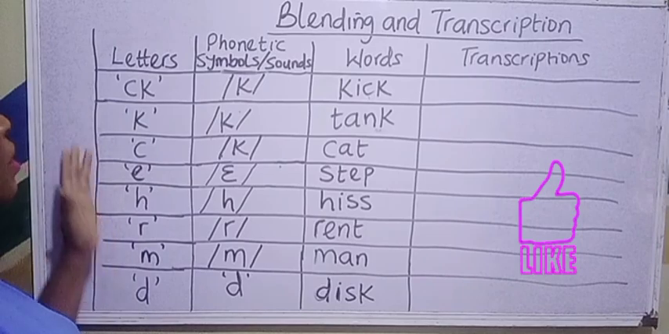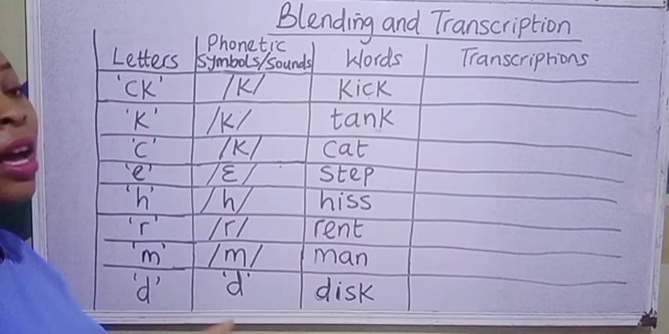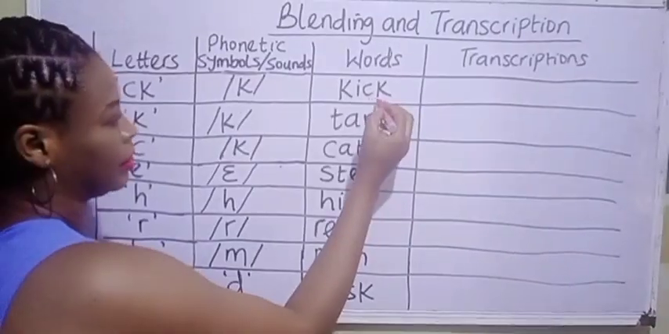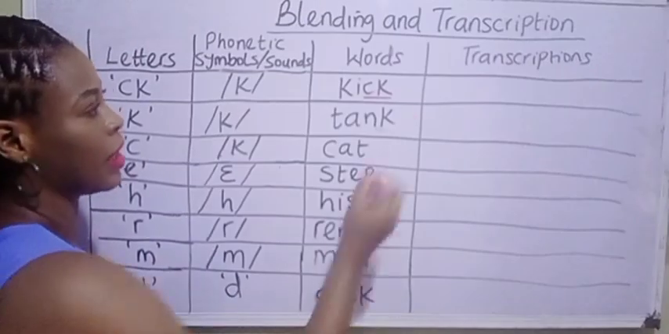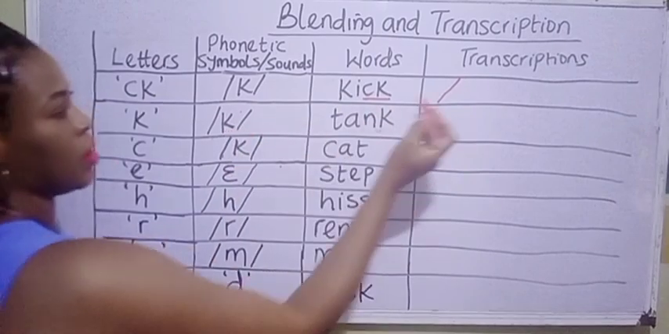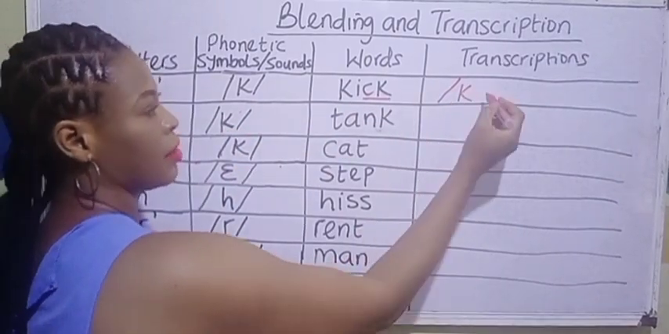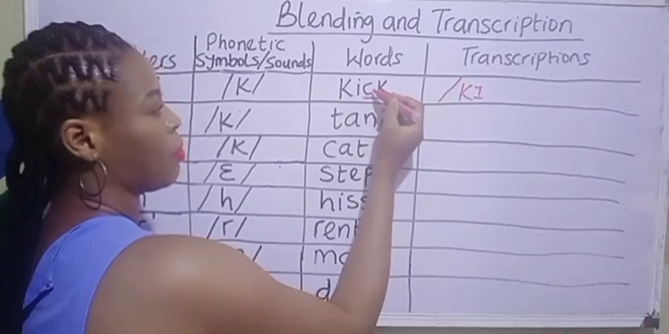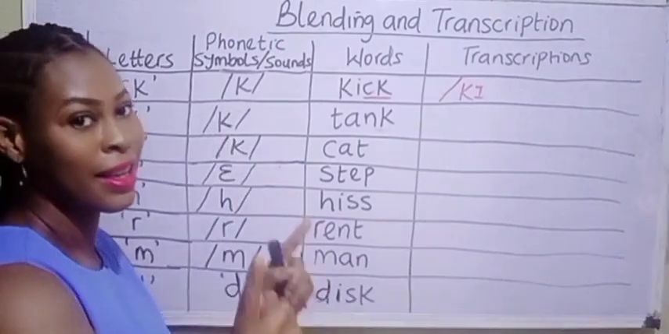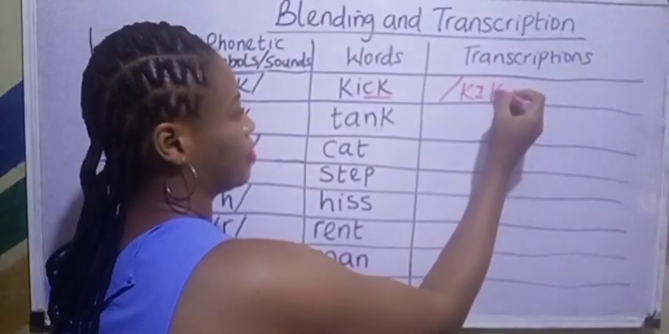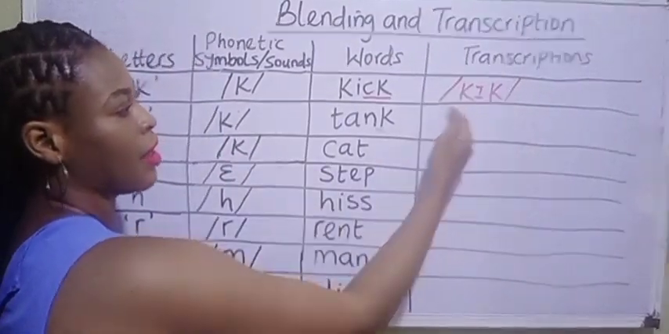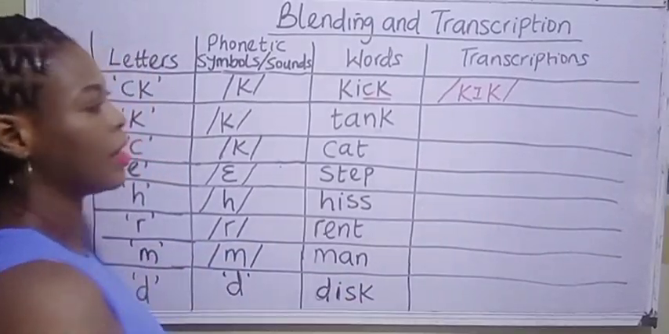Now we have the letters CK sounding as K. Look at it, sounding as K. And then we have it in the word cake. Cake. Now let's transcribe it. Open your transcription slash. We have the K sounding as what? K. A. And then we have CK sounding as what? K. Now we're not writing KK, we're writing just K. So we have A, cake. Cake. Now let's move on to the next one.